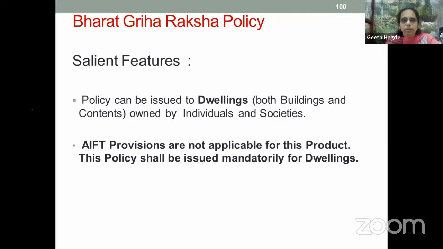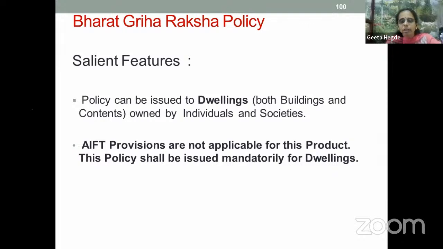Bharat Griha Raksha policy, the features. The policy can be issued to dwellings, both dwellings and contents, owned by individuals as well as societies. Sometimes there are dwellings in the name of a commercial establishment but given to their employees or officials to use as dwellings. So both fall under the Griha Raksha policy.